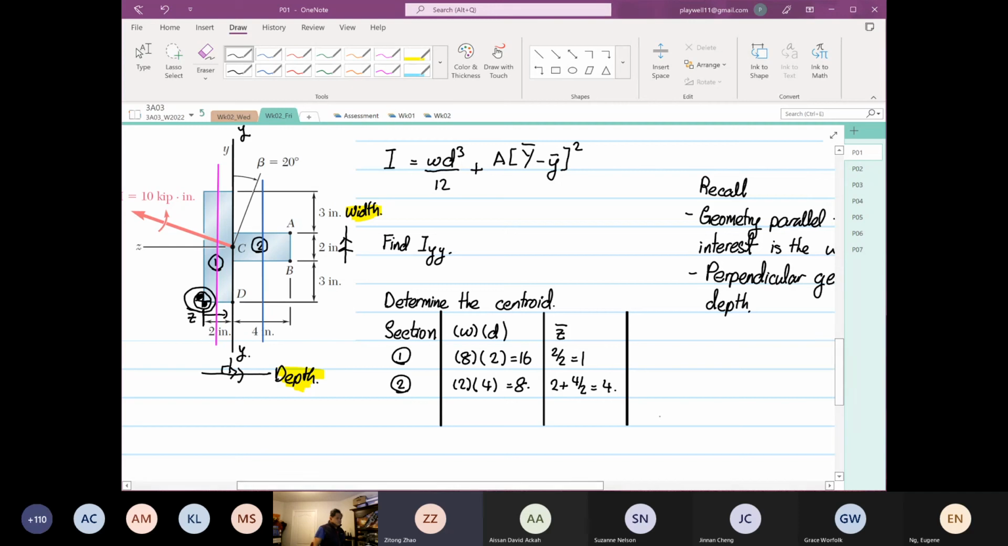Where did you get the formula for Z bar? So Z bar is the individual centroid. Okay, so I'll show you where it is now.